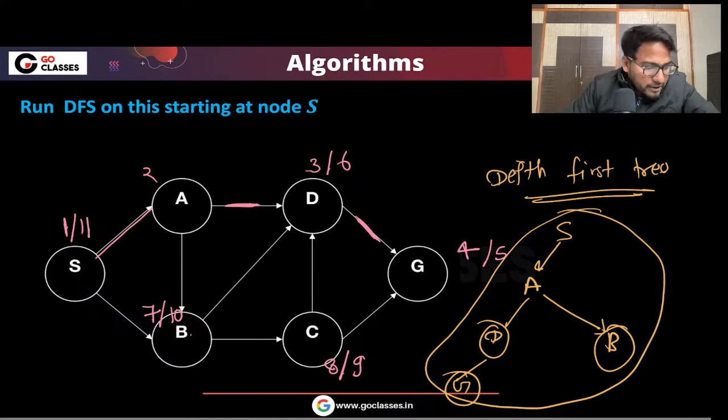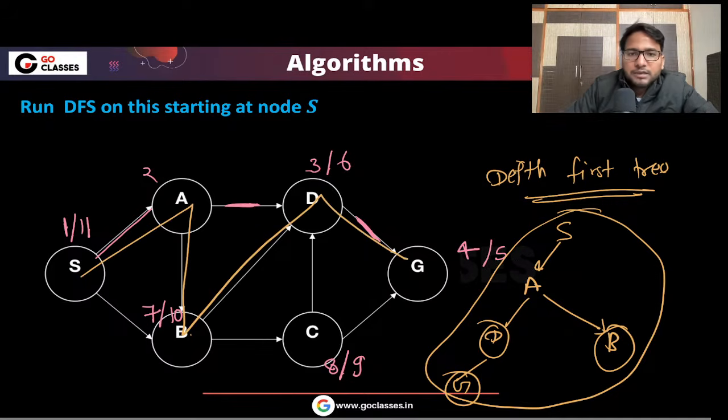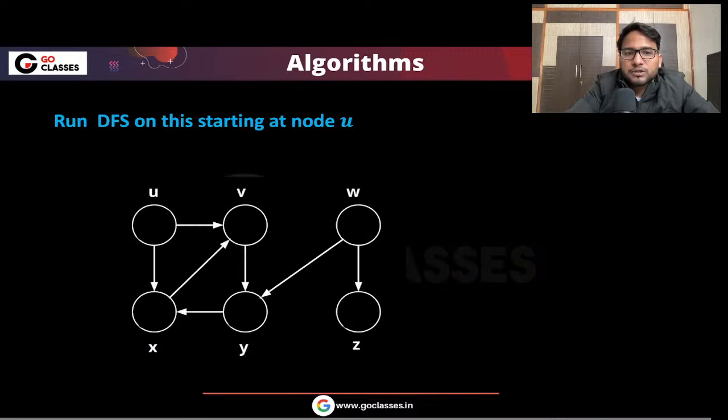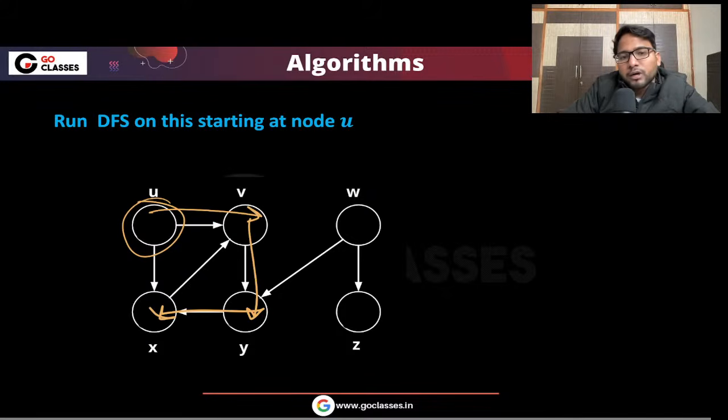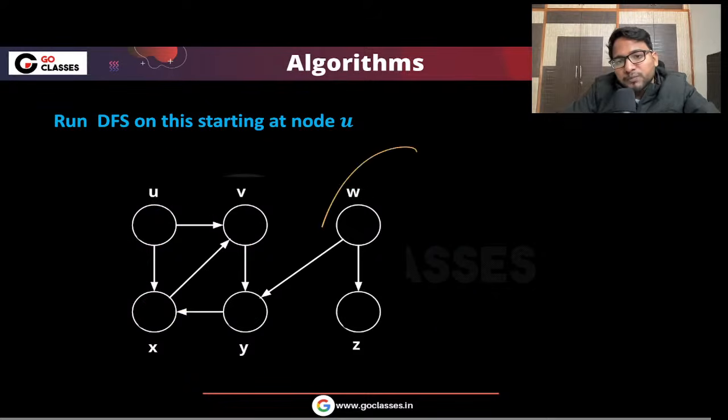Can we go to S, A, B, D, G? Yeah, you can do anything, that is also fine. There are many DFS traversals possible. For here also, can you write the DFS traversal? I think you can. Let's suppose you are starting at some node, maybe at U. Then you can go to V and then Y, and so on. Now, interestingly, in this graph, you cannot reach this particular component. If you are starting at U, there is no way you can reach it.